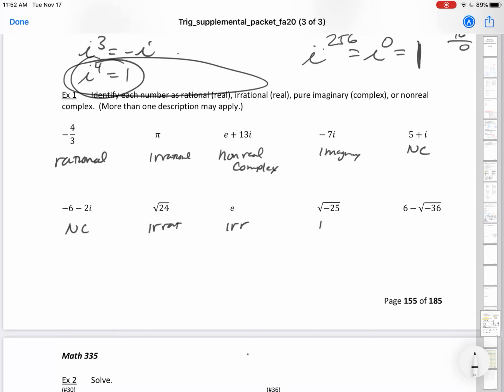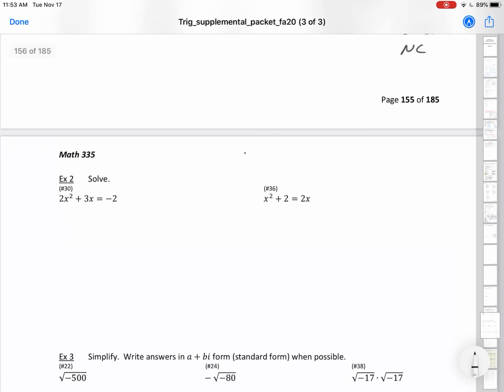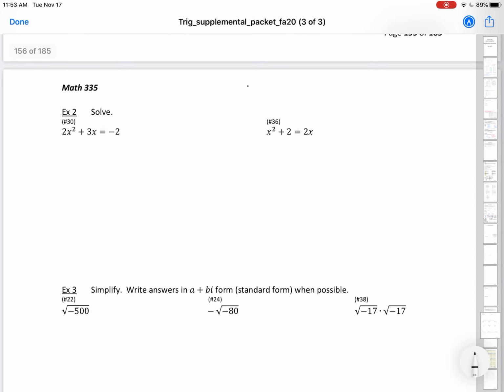Square root of negative 25 is purely imaginary. Right? We know what that is. That's square root of 25, square root of negative 1. That's 5i. Right? That's what we've been looking at. And this is 6 minus 6i. And so that is non-real complex. So pretty fast to go through and do those. I don't think those are related to any homework questions, but these are, right?